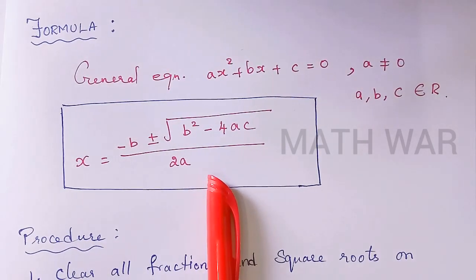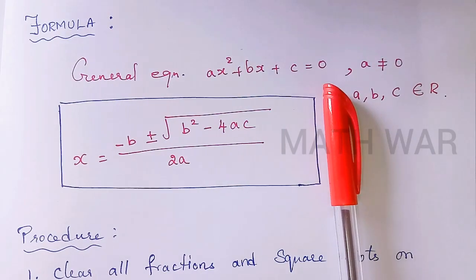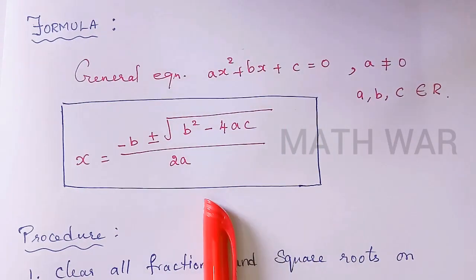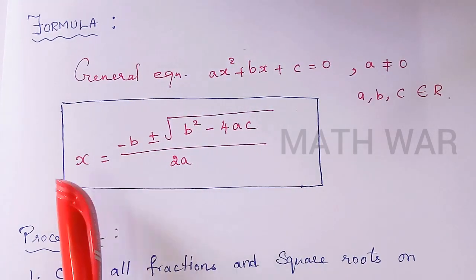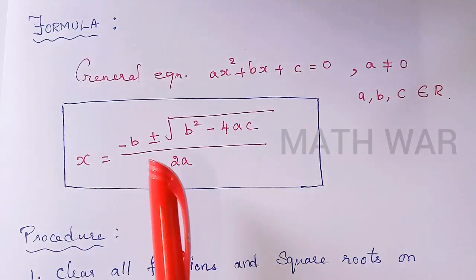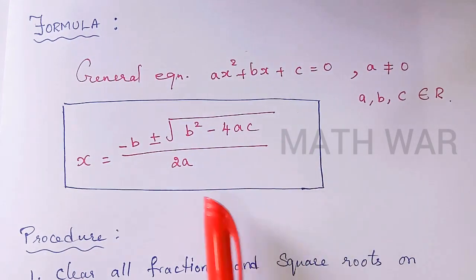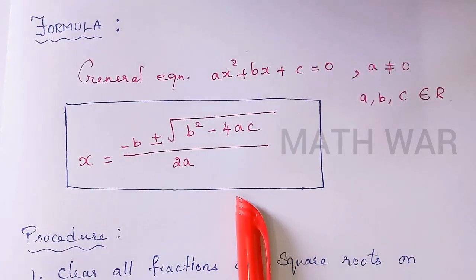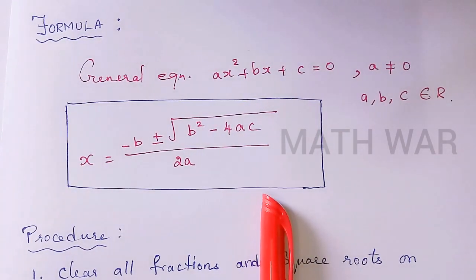Since we cannot find the solution for all quadratic equations using the factorization method, here we have the formula. For the general equation ax square plus bx plus c equal to 0, we have one general method to solve the quadratic equation, that is the formula method, and the formula is x is equal to minus b plus or minus square root of b square minus 4ac, by 2a. It is necessary to keep the formula in your mind to apply it in the examples.